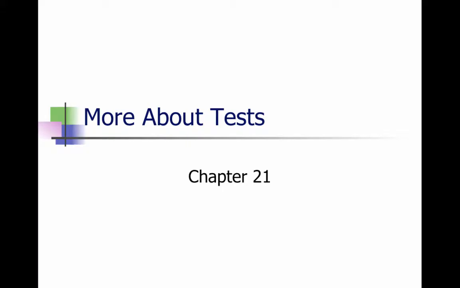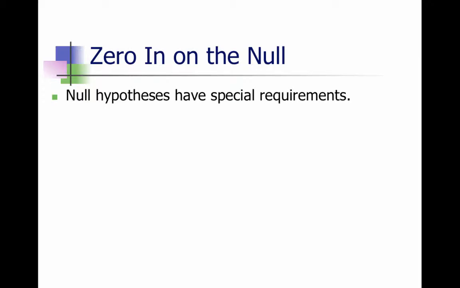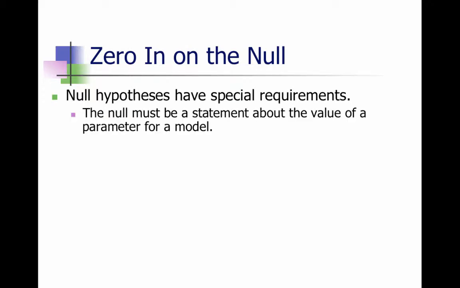We're starting chapter 21, which is continuing to talk about hypothesis tests. We're going to look at our null hypothesis and our alternative hypothesis. Null hypotheses have special requirements. The null must be a statement about the value of a parameter for a model. So it must be that it's equal to this parameter for the current model.